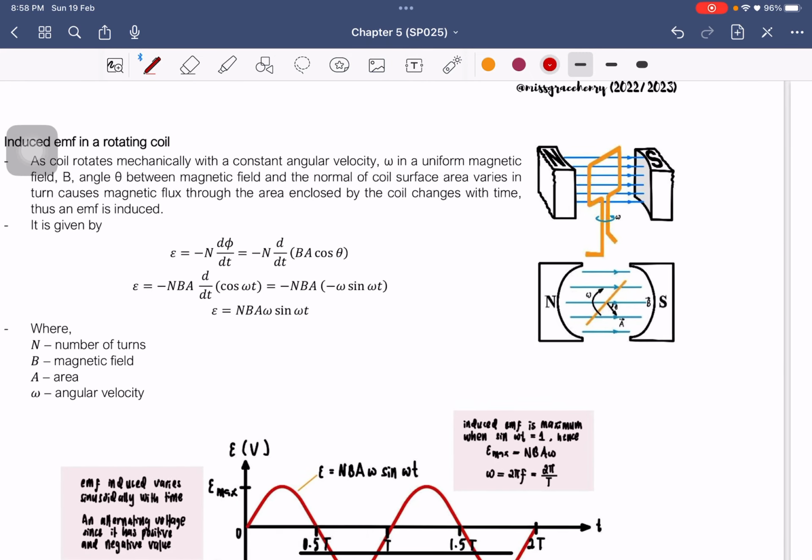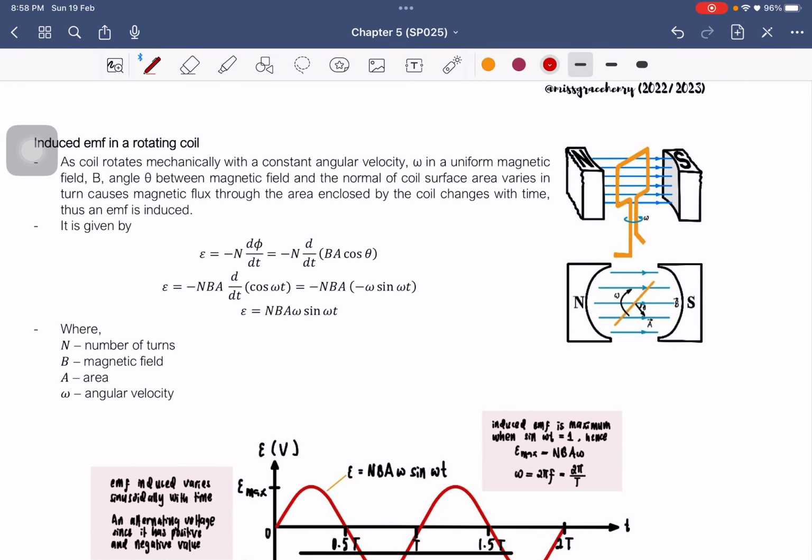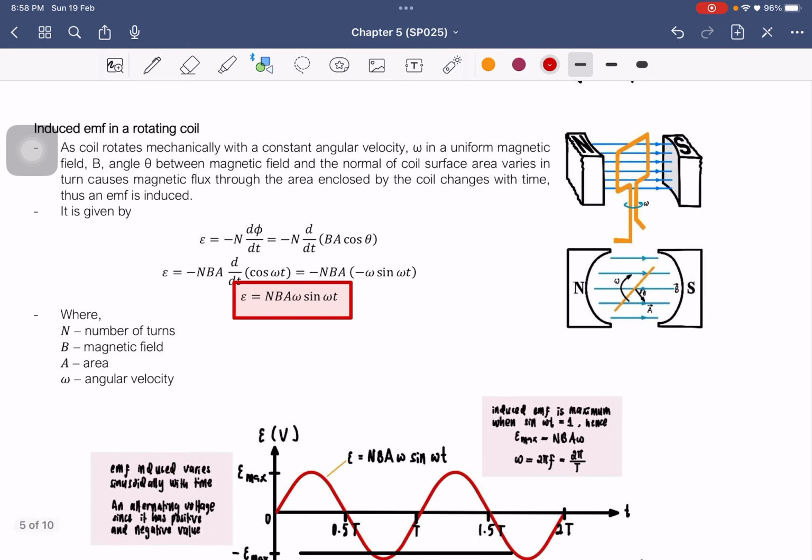So, induced EMF in a rotating coil. Okay, so when the coil is rotating, like now it is rotating, it is given by this equation here. So again, we substitute phi to be equal to this one, and we differentiate with respect to time this cosine omega t. We will then get this equation here. So negative cancel. We will then get the induced EMF in a rotating coil to be equal to this equation here. Okay, so n is the number of turns, B is the magnetic field, A is the area, whereas omega is the angular velocity. All right.